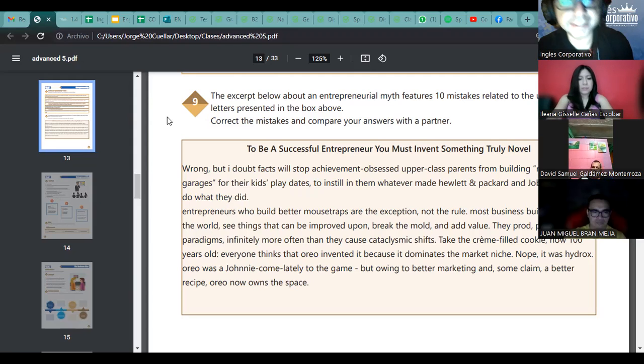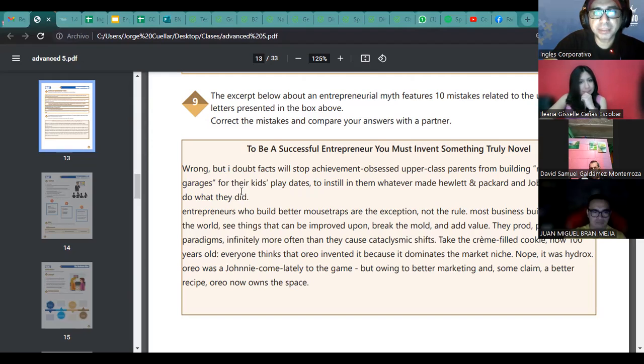Okay, so let's check. Let's see how it goes. Which one is the first one that you found, everybody? The pronoun I, after wrong, but I. Exactly, that is the first one. So we have one already. Wrong, but I doubt facts will stop achievement of success. Okay, what will be the second one? The name of Hewlett Packard. Hewlett and Packard. Mm-hmm. Okay, so we have two and three, right?